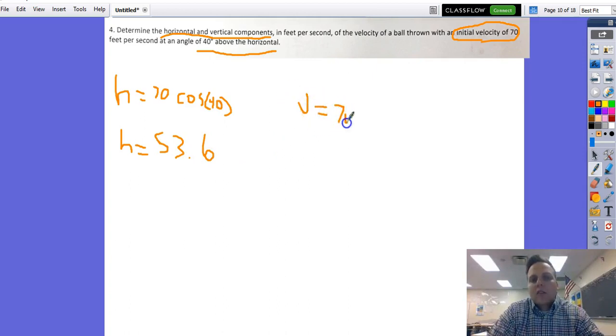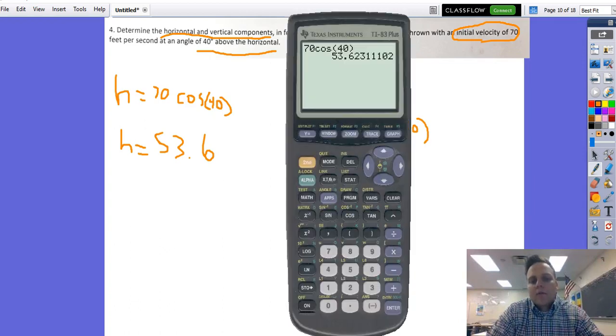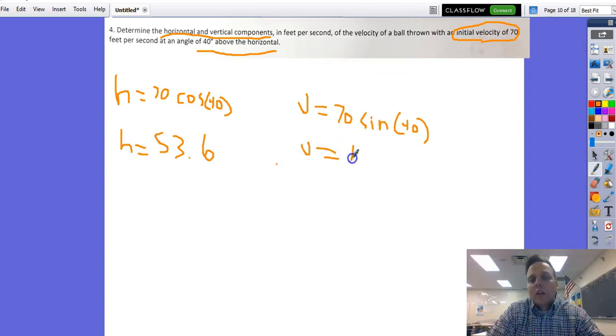Then I can do the same thing to get the vertical component. I can say V is equal to 70 sine of 40. Once again, we're just going to grab our calculator and do that problem. 70 sine of 40, press enter, and we get 44.995, which I'm going to round to 45. So in component form, it is (53.6, 45). Our horizontal component was 53.6, and our vertical component is 45.